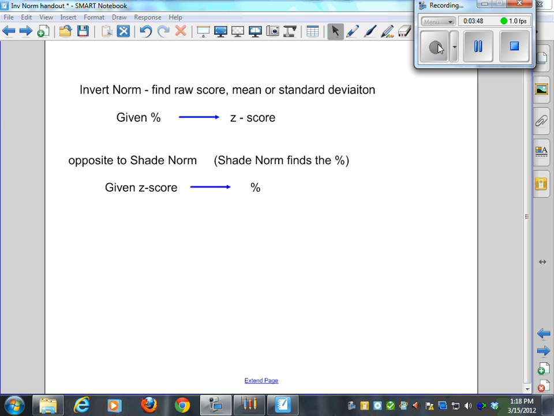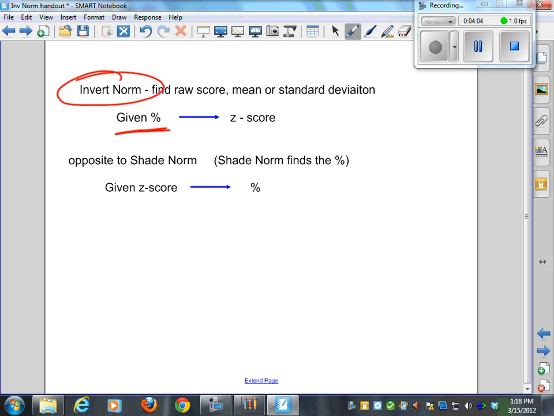finds the raw score, the mean, or the standard deviation. So if you're given a question that looks like a shade norm kind of question, but they give you the percent and they ask for the raw score or the mean or the standard deviation, then you use invert norm. Okay? Shade norm is given some z-score or a raw score, find the percent or the chance.